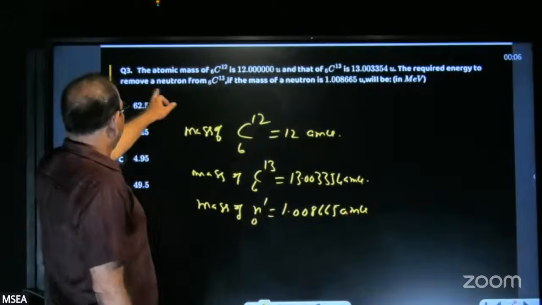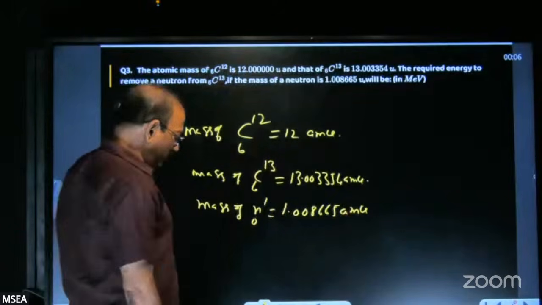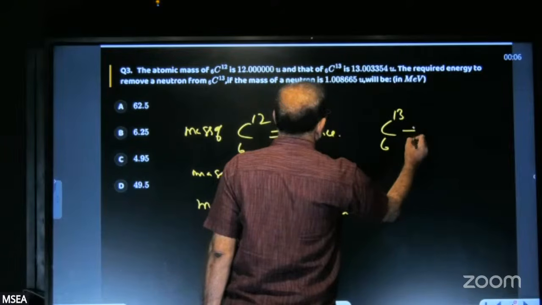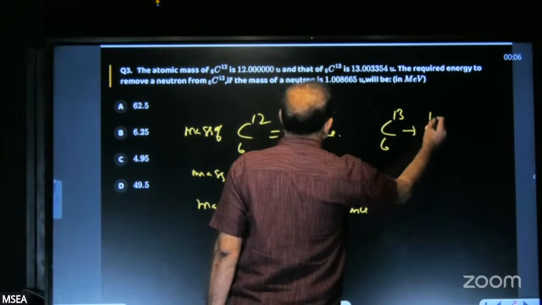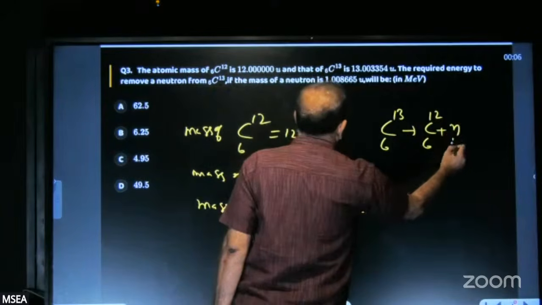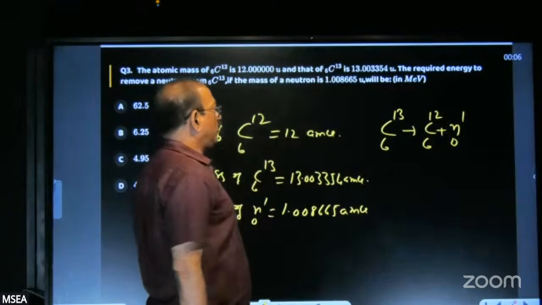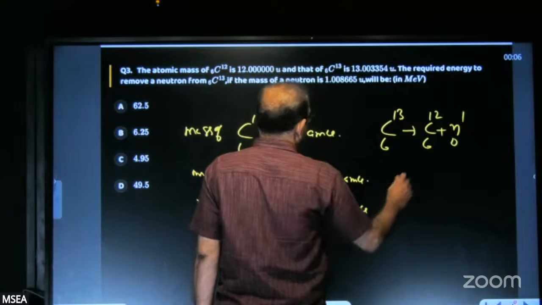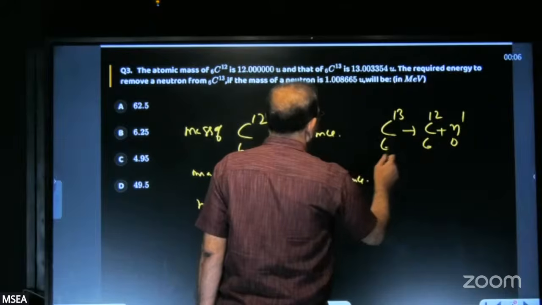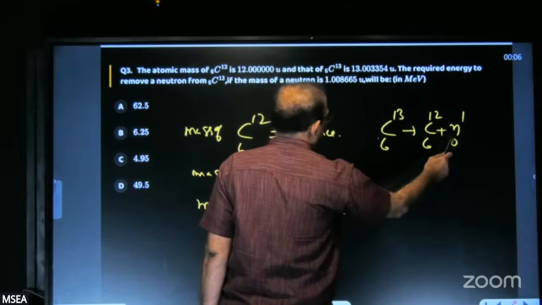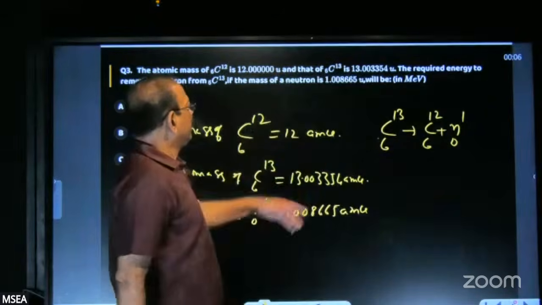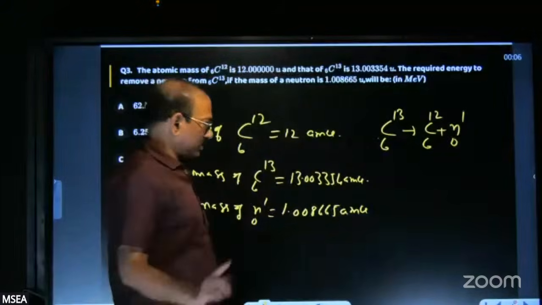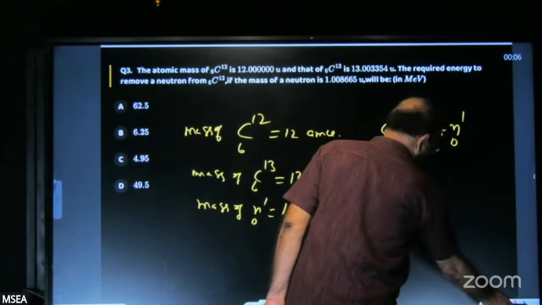What is it asking? The required energy to remove a neutron from carbon 6C13. C613 should convert to C612, emitting one neutron. This is the parent nucleus, these are the daughter nuclei. This is the reactant, these are the products. Here mass is given. In the first problem, binding energies are given. See, I will show you the first problem.